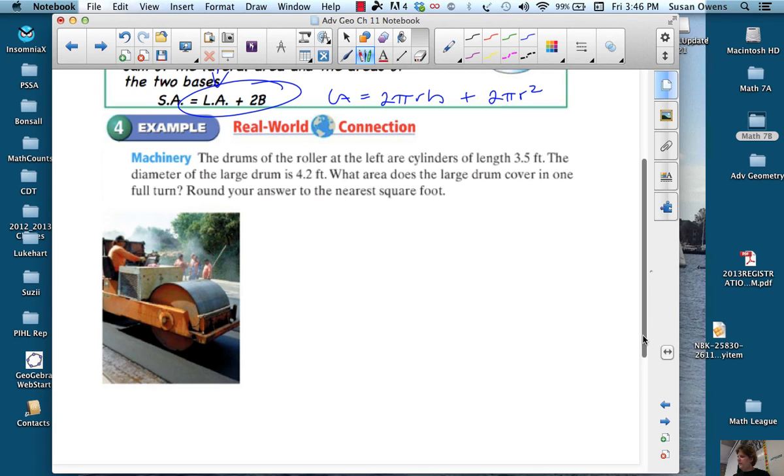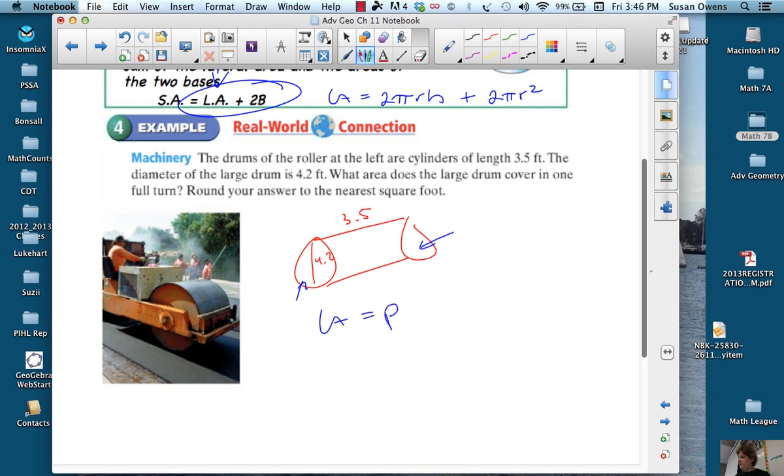So the drum rollers at the left are cylinders of length 3.5 feet. So if I draw these cylinders so I can work with them, they're saying that this is 3.5 feet. And the diameter is 4.2. What area does the large drum cover in one full turn? So for this one, they're not asking me for the surface area because the sides aren't touching the ground. They want to know that once it rotates once, what does this roller cover? So they're asking me for the lateral area.